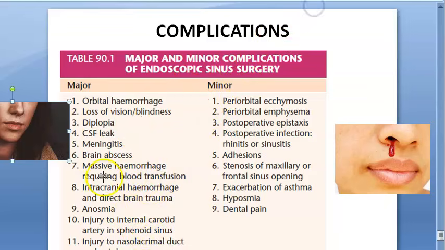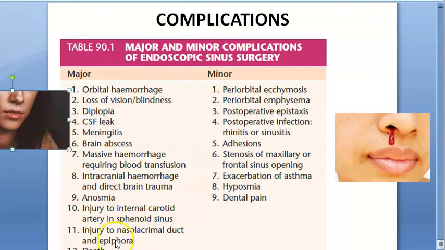Okay, then these people can go into massive hemorrhage. They may need blood transfusion. Intracranial hemorrhage, brain trauma, direct brain trauma. Okay, that got scary. Anosmia, these people can lose sense of smell, is it? Injury to internal carotid artery in sphenoid sinus. So if you're touching that, then you can damage the internal carotid artery.